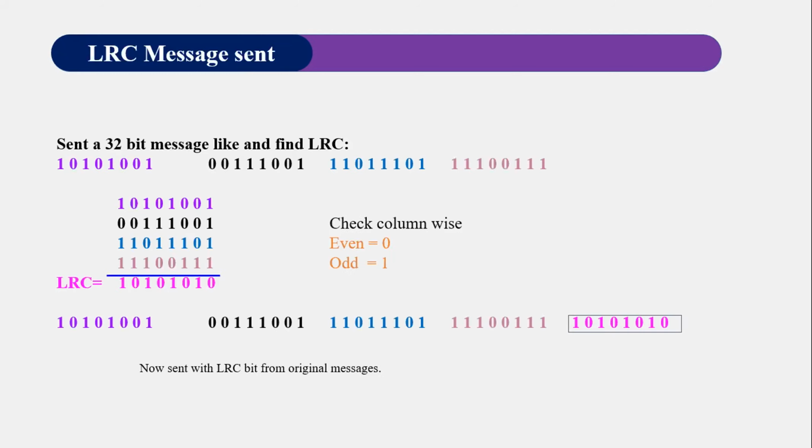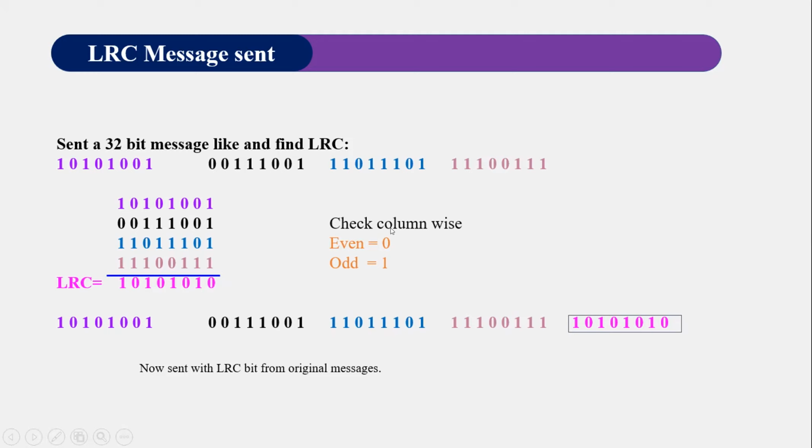Here's the LRC message send. Send a 32-bit message and find the LRC. Now I can send a 32-bit message to the receiver. Here's the 32-bit message in different colors. Now check the LRC bit. LRC is 8 bits for the 32-bit message, and this is the output of checking the LRC bit.